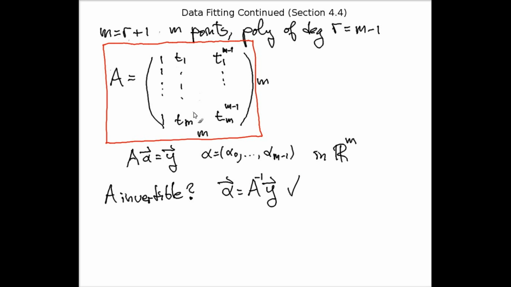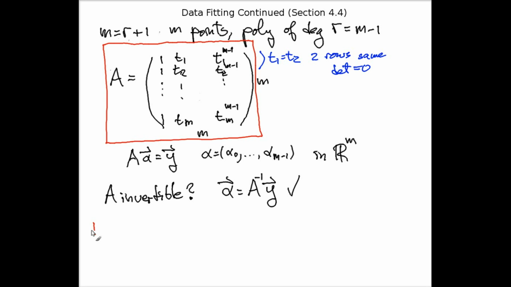So is this matrix invertible? Looks pretty complicated. Well, it depends on the t's. Obviously, if T1 is equal to T2, it can't be invertible because, put the T2 in here, if T1 is equal to T2, then the two rows are the same. And so the determinant is equal to 0.